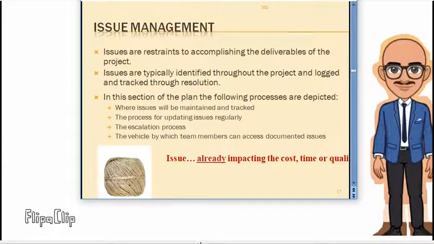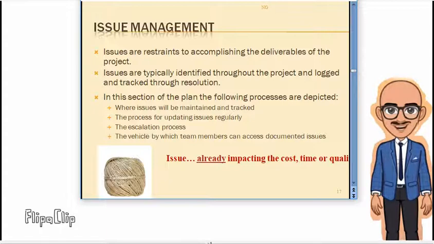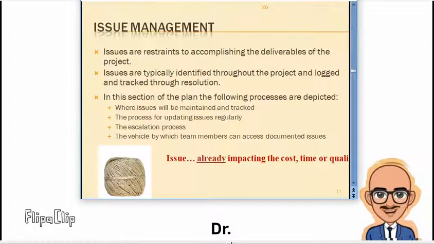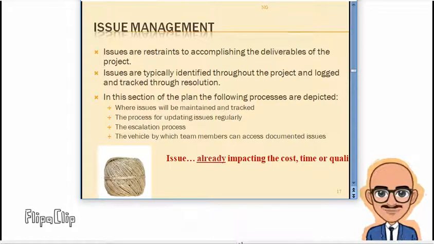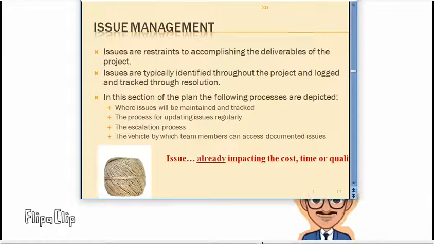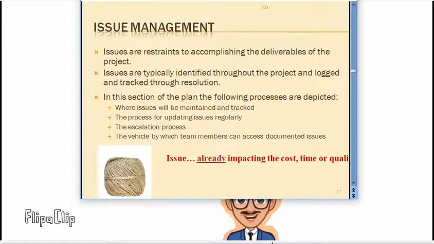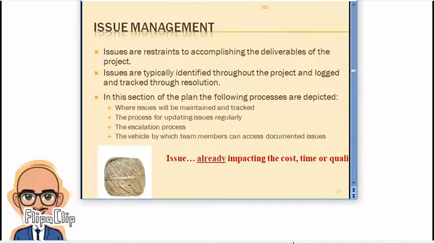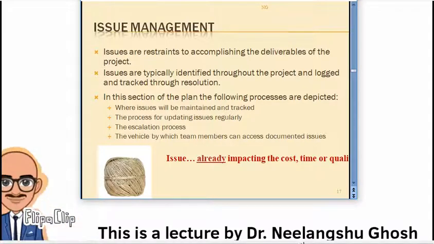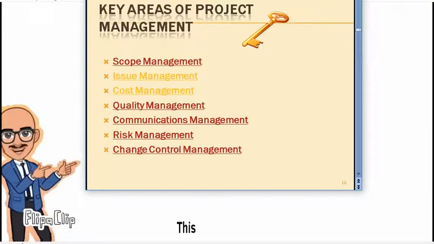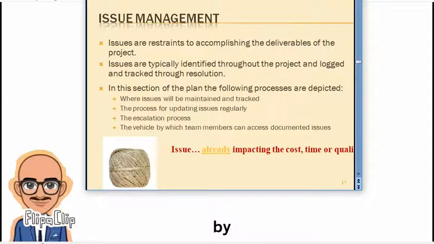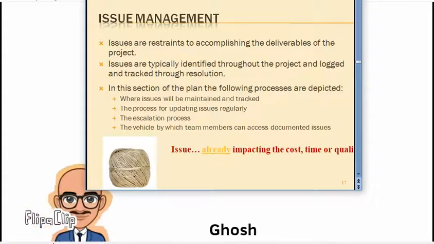And the next, issues are already impacting the cost, time or quality, as we have said. Issues means it may happen that the cost may be increased, the time could be increased because of the issue, some problems, some loggerheads, some laggards that are happening during the project. So those issues will already impact the costs. Okay, so we have completed the issue management part, and we have already explained how the issues affect the project.